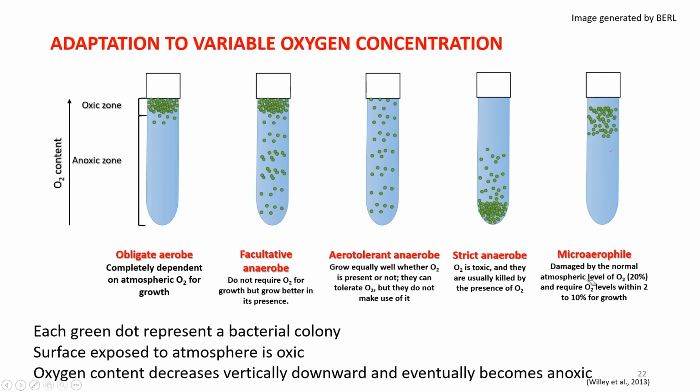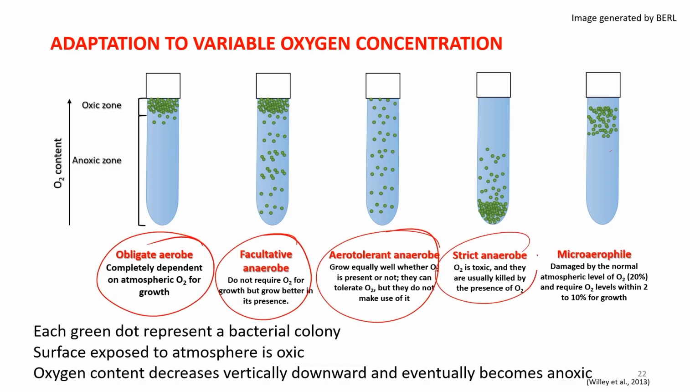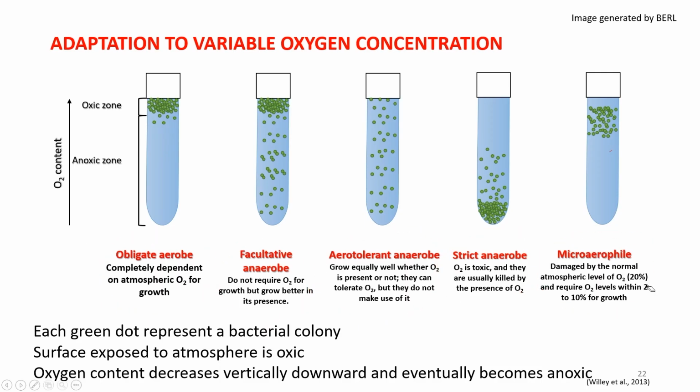Accordingly they have been classified as obligate aerobe, facultative anaerobe, aerotolerant anaerobe, strict anaerobe, and microaerophile. Obligate aerobes are completely dependent on atmospheric oxygen for growth. They cannot survive without oxygen. Facultative anaerobes do not require oxygen for growth, but grow better in its presence, and aerotolerant anaerobes grow equally well whether oxygen is present or not, but they can tolerate oxygen, but they do not make use of it.